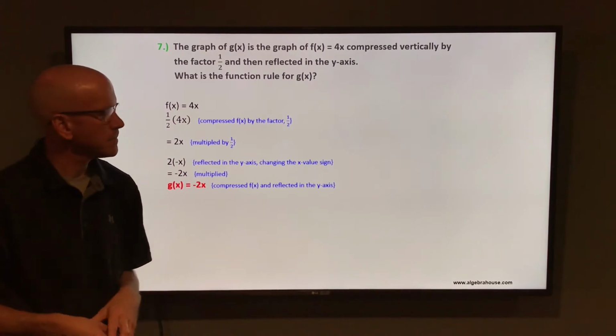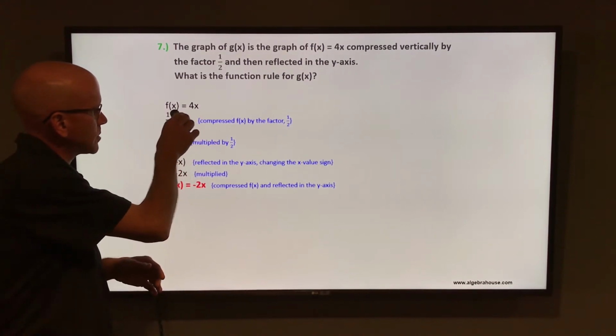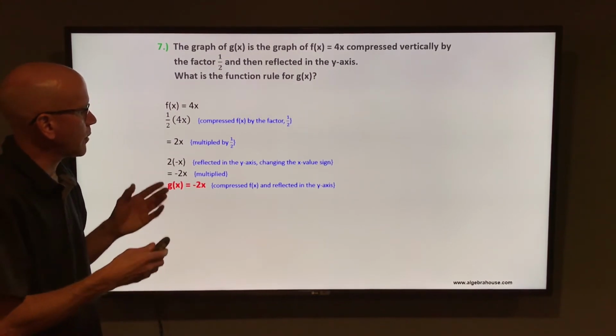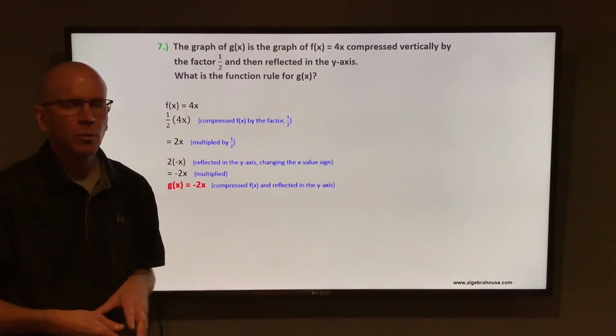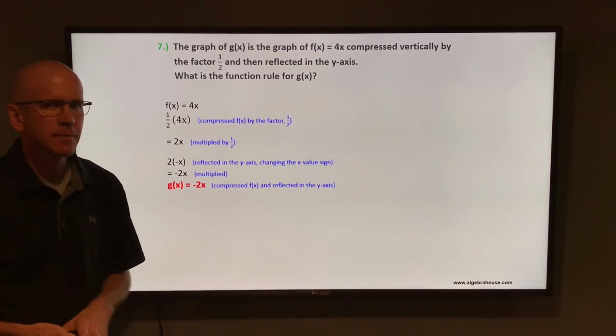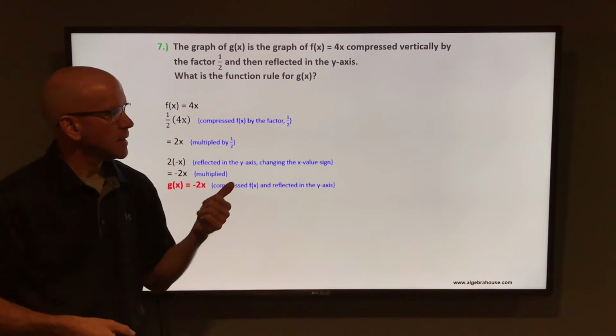We did two things. We compressed it by 1/2. So we started with 4x, we compressed that by 1/2, it became 2x. And then we reflected that over the y-axis. When you reflect over the y-axis, you take the negative of x. That became negative 2x. So g of x equals negative 2x is the new function rule.